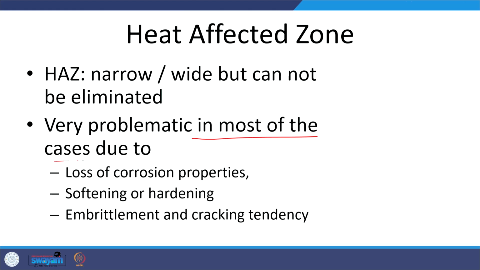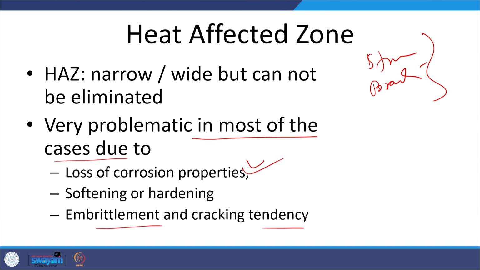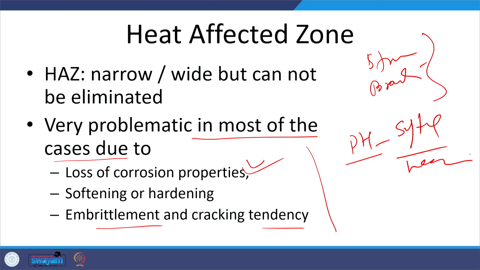Most of the time the HAZ is problematic. Why? Because it causes a change in structure and a change in properties, and because of this we will find the properties are not favorable: either hardening or softening is taking place, mechanical properties and performance are modified, corrosion resistance is lost, it gets embrittled, and the cracking tendency increases. That is why most of the time most of the parent metals get softened. So that will be weakening the joint performance.